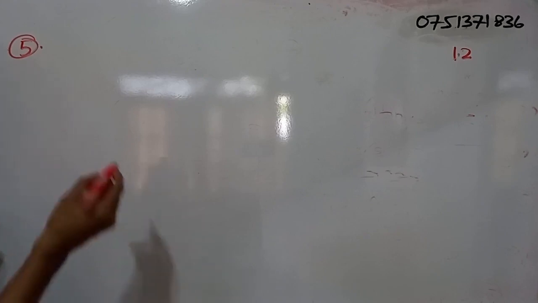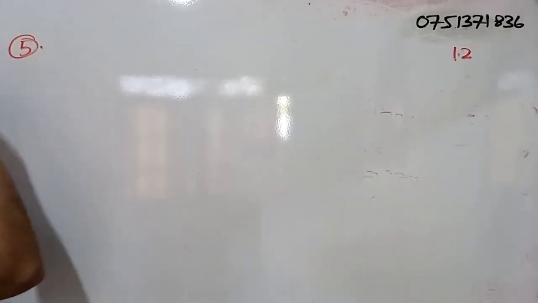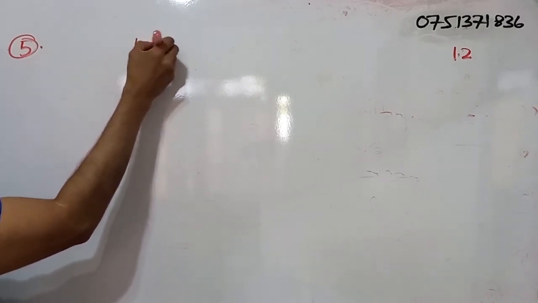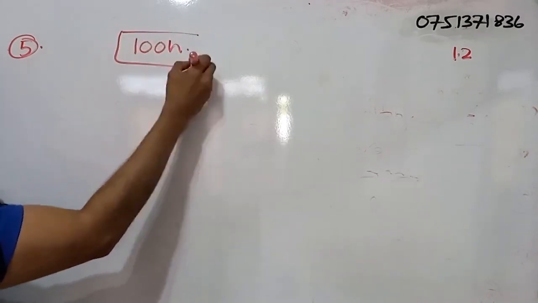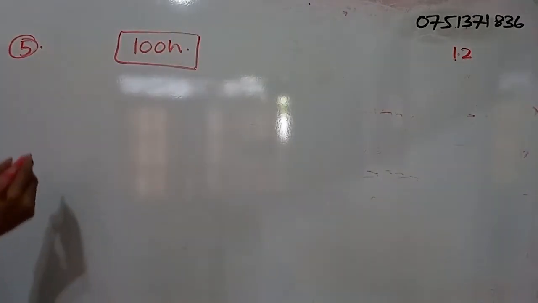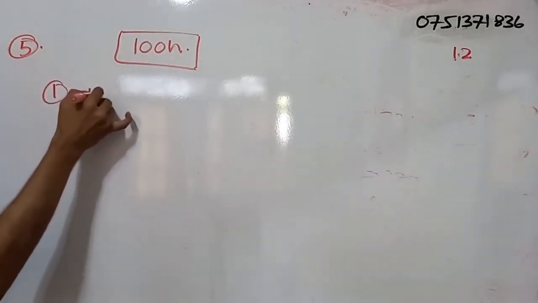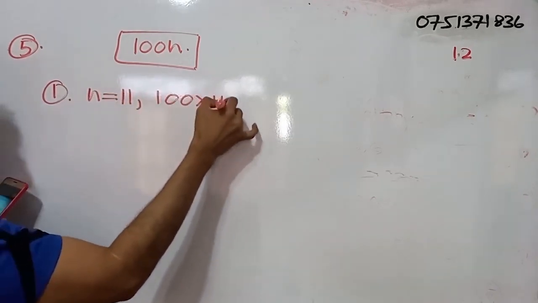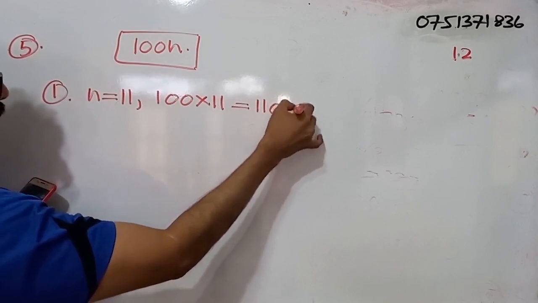In the number pattern with the general term 100n, what is the 11th term? Which term is 500? Right. So we have been given the general term, which is what? 100n. So this is the general term. What is the 11th term? That means what? N will be 11. So 100 into 11. So this will be 1100.